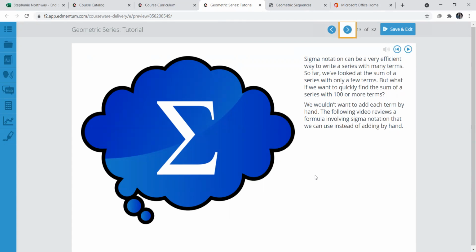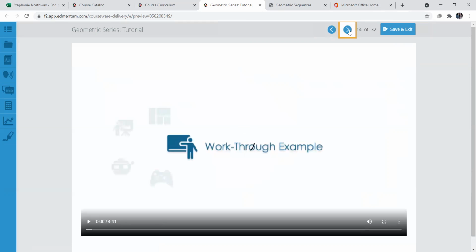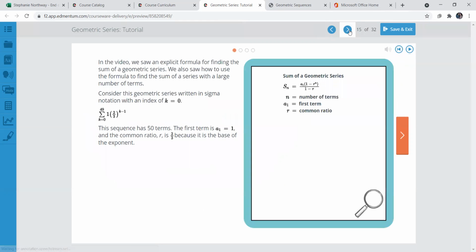So far we've looked at the sum of a series with only a few terms, but what if we want to quickly find the sum of a series with 100 or more terms? We wouldn't want to add each term by hand, of course not, because that's going to take forever. That's why you condense it down like this. Okay, I'll skip this and let you do that on your own.